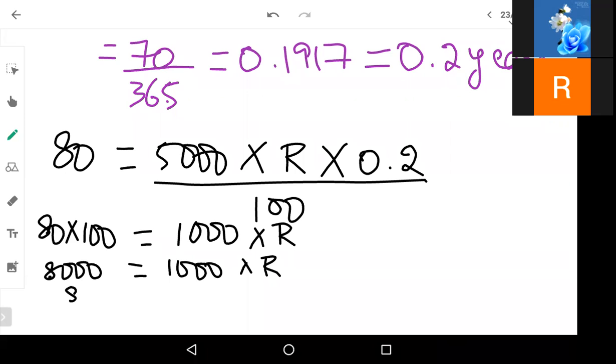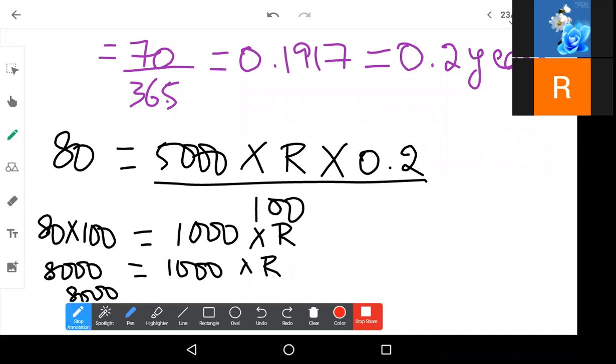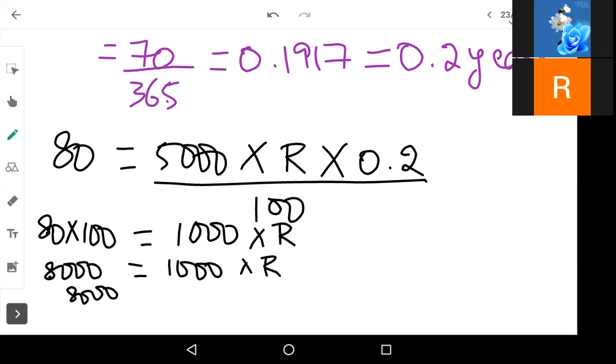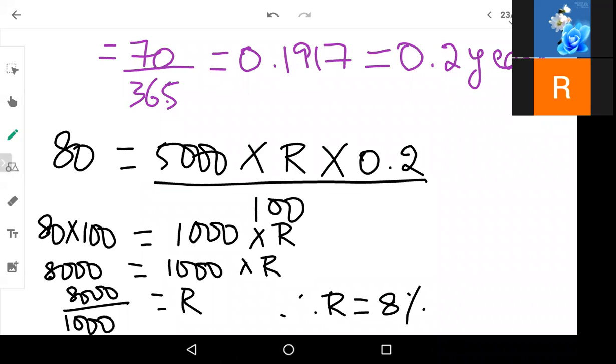So 8,000 divided by 1,000 is equal to R. So therefore, R is equal to 8%. Correct. R is equal to 8%. So this is how we solve the problem whenever they have not given the percentage. But be careful with the timing that you are considering.